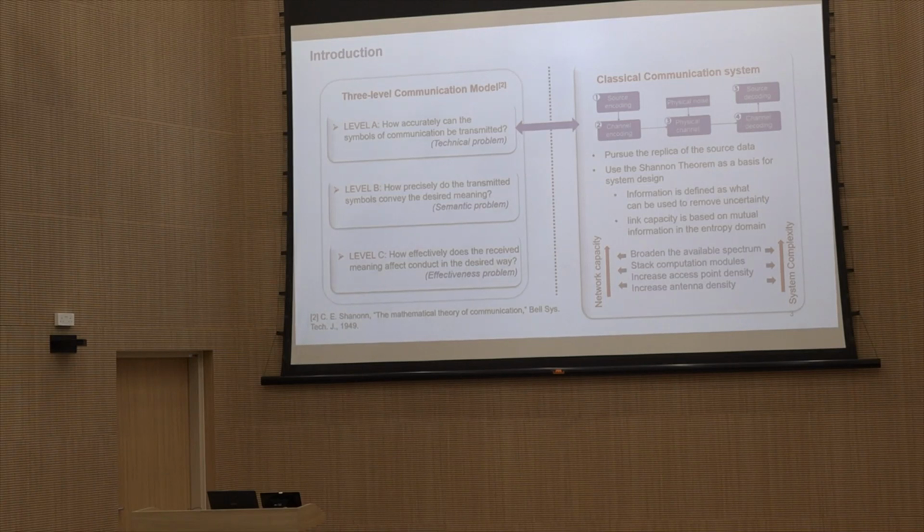Basically, in the classical communication system, it is the pursuit of a replica of the source data. It uses channel theory as a basis for the system design, where information is defined as what can be used to remove uncertainty, and the link capacity is based on mutual information in the entropy domain. There are different ways of increasing the network capacity, including broadening the available spectrum, stacking computation modules, increasing edge access point density, and increasing antenna density. However, these techniques will increase the system complexity.